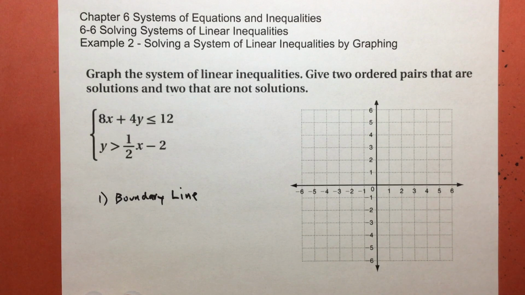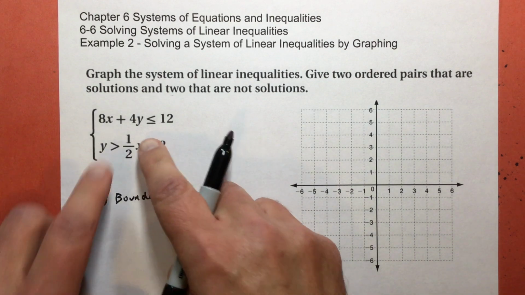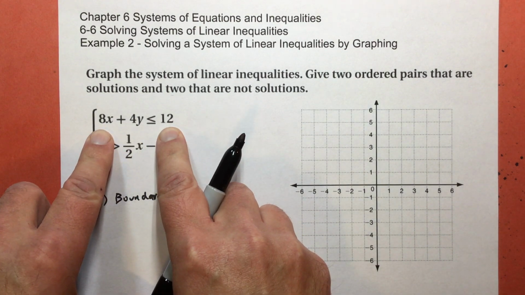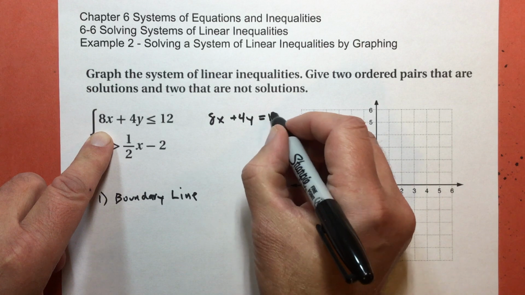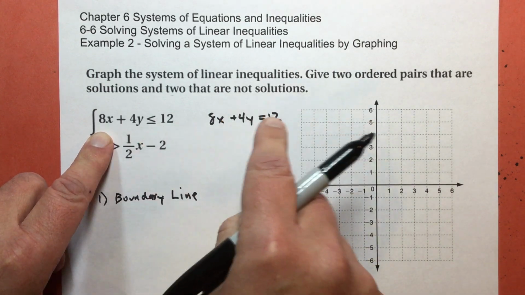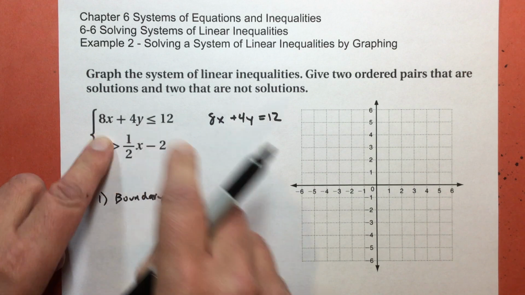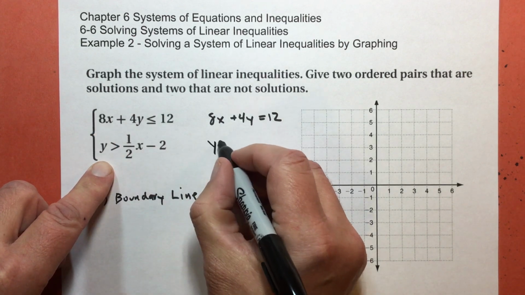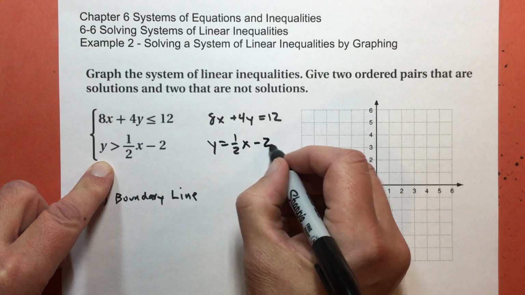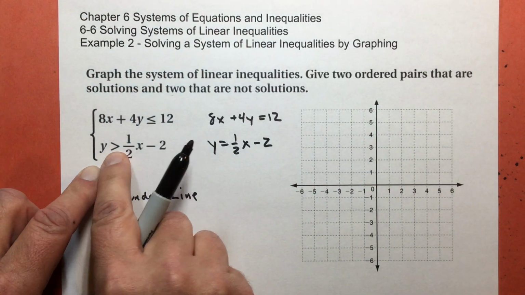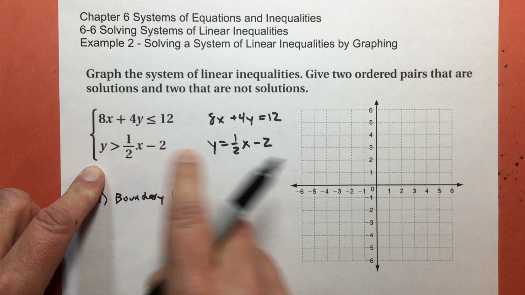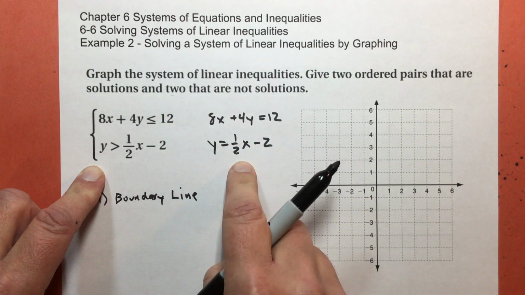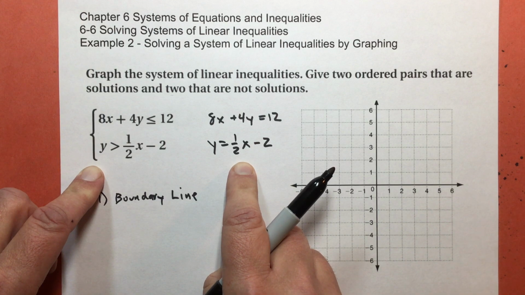Now the boundary line is going to be, spoiler, a line. We already know how to graph lines. We've done it. For this inequality, the boundary line is going to be 8x plus 4y equals 12. Now these are not the same, but this is the boundary line for this one. For this inequality, the boundary line is y equals 1/2 x subtract 2. Now before you start thinking, well, can I always change that to that? No. This is the boundary line to this. They are not the same. This is just going to tell me where I can start drawing my inequality.